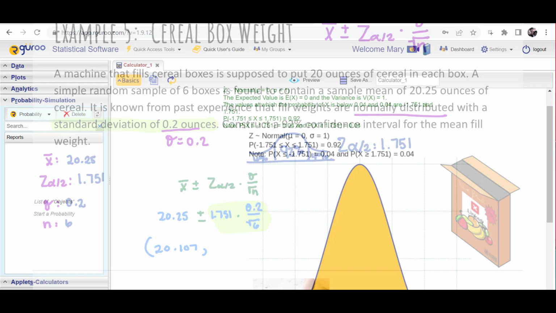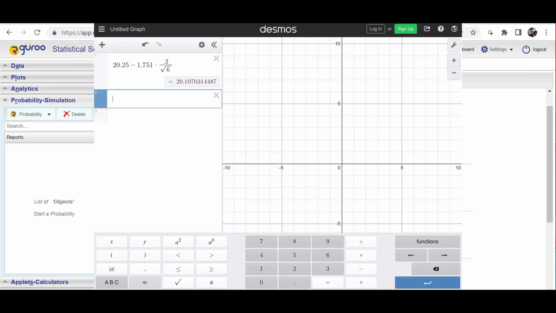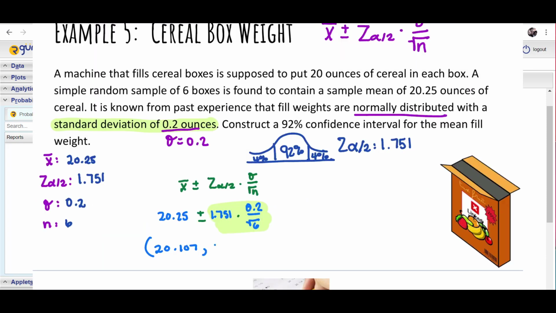And then the upper boundary, we're going to do the same thing. What you could do is you could just go up here and delete the minus sign and change it to a plus sign. And you get 20.393 if you round. All right, so there we have it. There's our confidence interval right there. We are saying that the true mean serial weight is somewhere between 20.107 and 20.393. We can say this with 92% confidence.